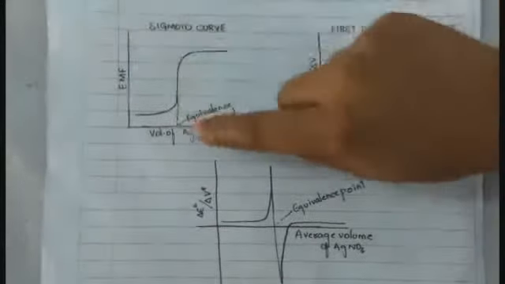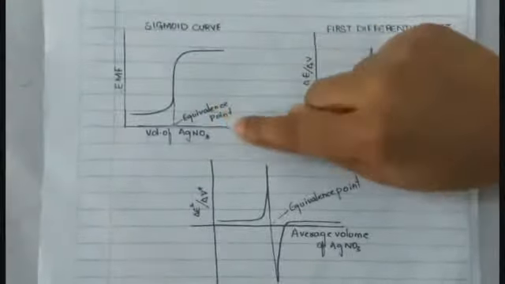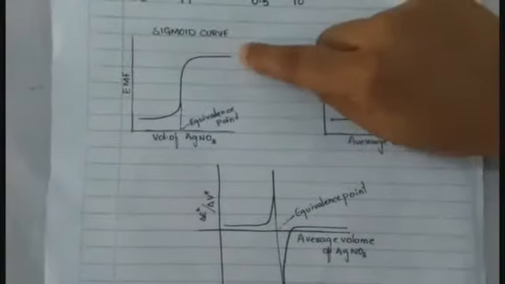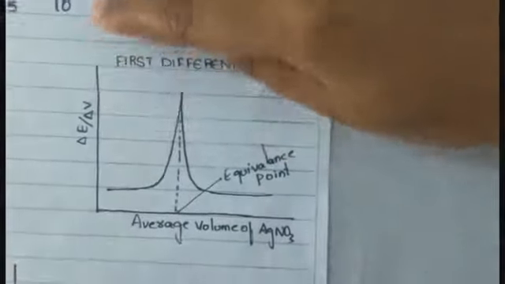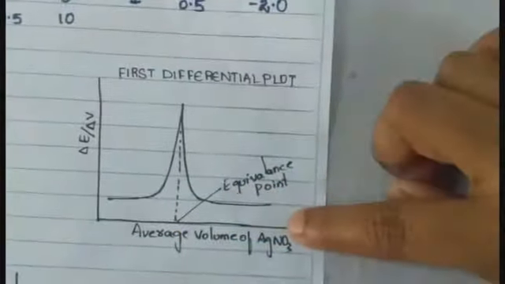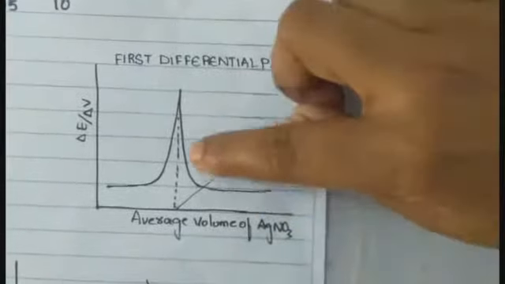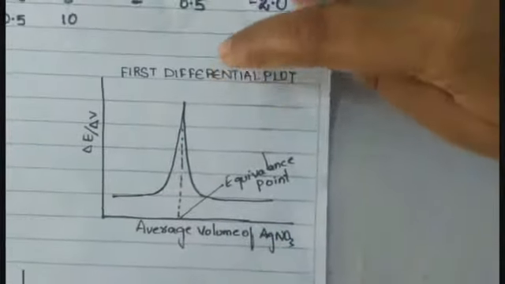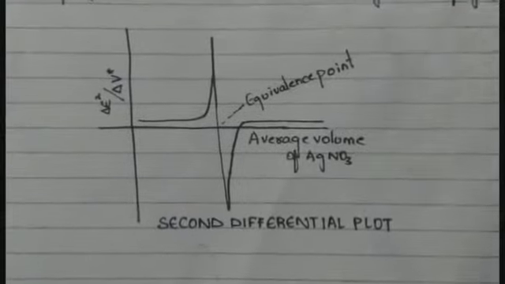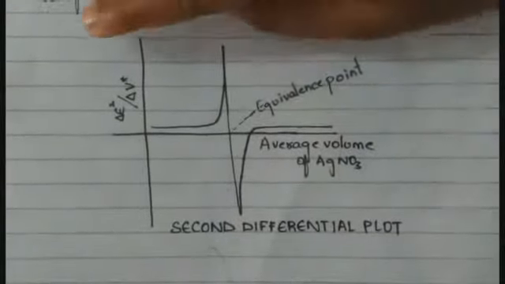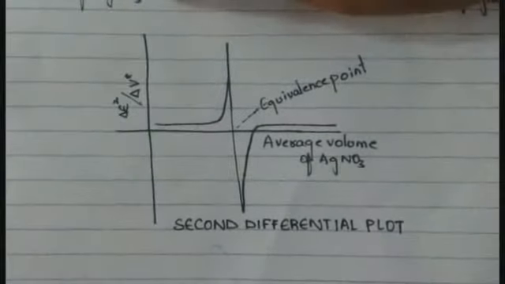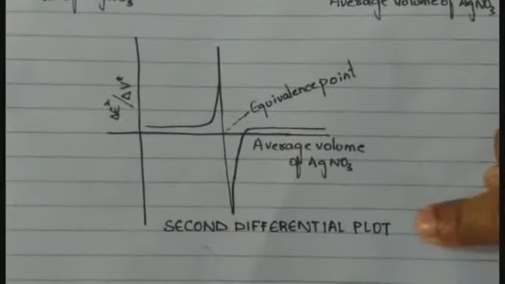A graph is plotted by taking EMF on the y-axis and volume of AgNO3 added on the x-axis. We will get a sigmoid curve from which we get the equivalence point. The second graph is plotted by taking delta E by delta V on the y-axis and average volume of AgNO3 added on the x-axis, from which we get the equivalence point. This is the first differential plot. A graph is plotted by taking average volume of AgNO3 on the x-axis and delta squared E by delta V squared on the y-axis. This is the second differential plot.